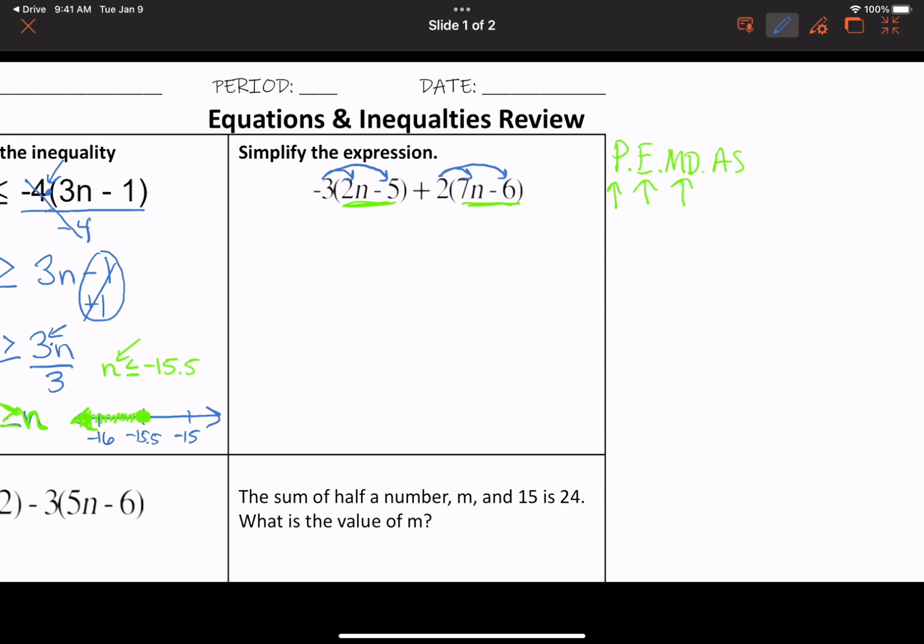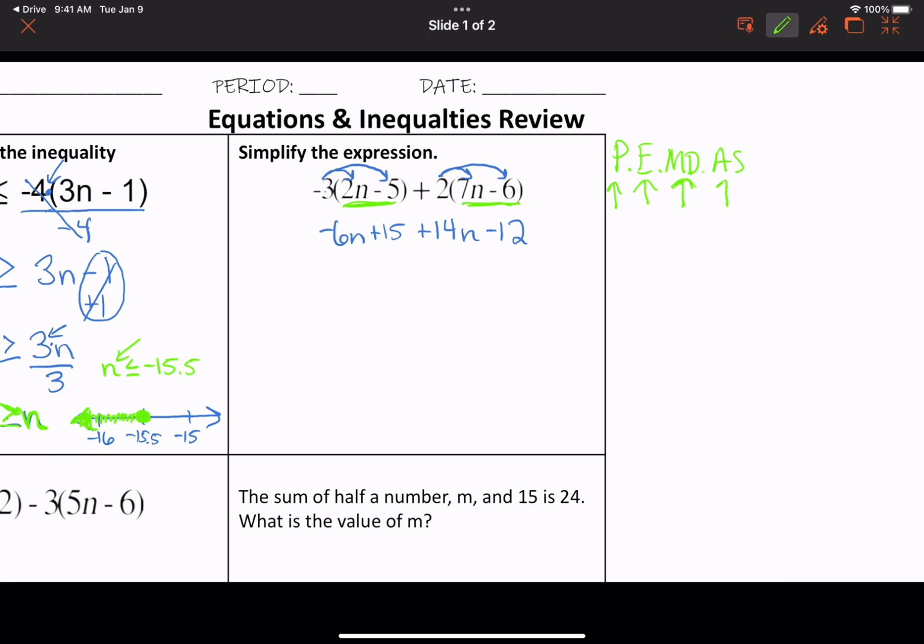All right, -3 times 2n is a -6n. -3 times a -5 is a +15. 2 times 7n is a +14n. And 2 times a -6 is -12. All right, we can now go check. I don't have any more multiplication or division to do, so that's done.